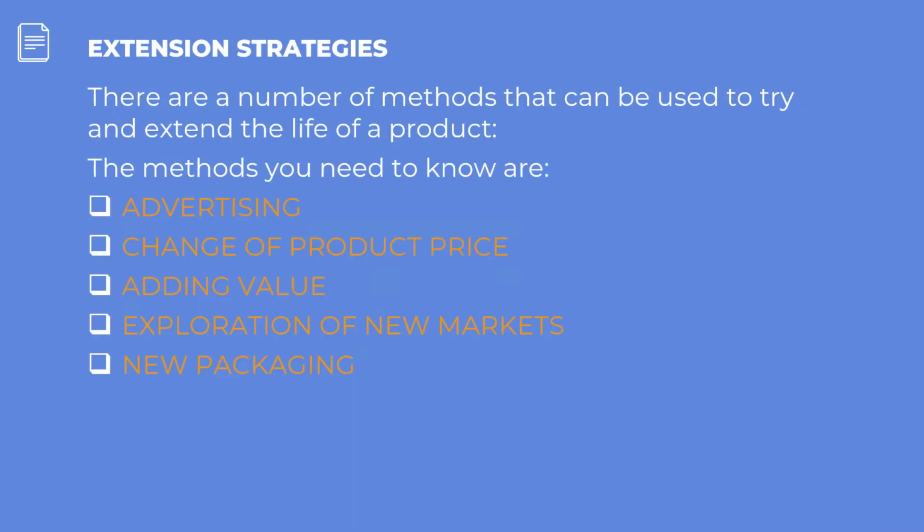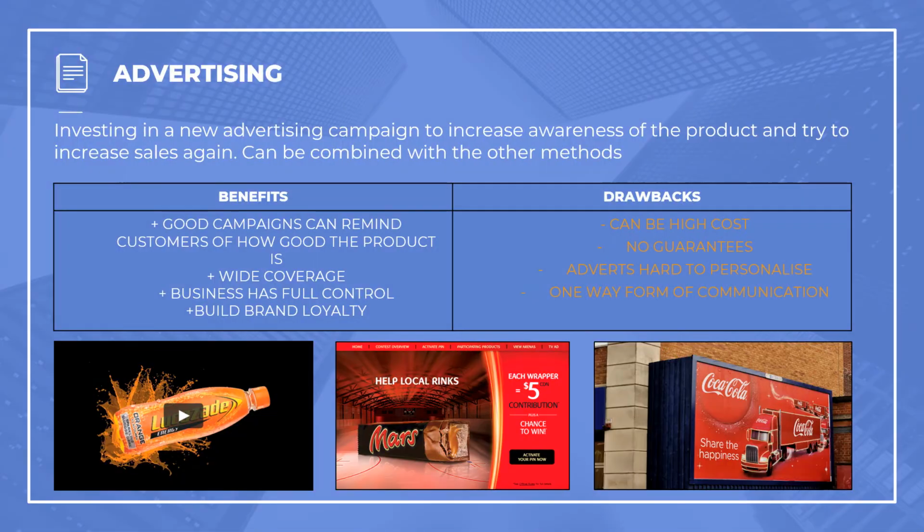So there are a number of different methods that you can use to try and extend the life of a product. The ones that you need to know are advertising, changing the product price, adding value to the product, the exploration of new markets, and new packaging. So we're going to look at each of these individually.